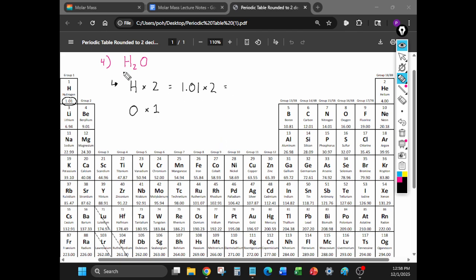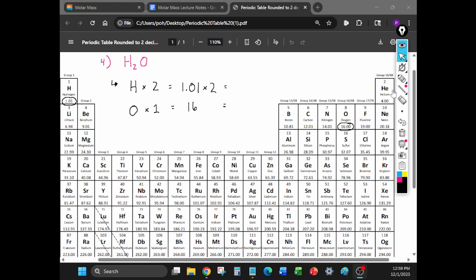So that's going to be the weight of all the H's. Oxygen's pretty easy because there's only one. So you look up oxygen, it is 16. So it's just 16 times 1, which is 16. So what I want you to do now is add it up, and that will give you the molar mass of water.